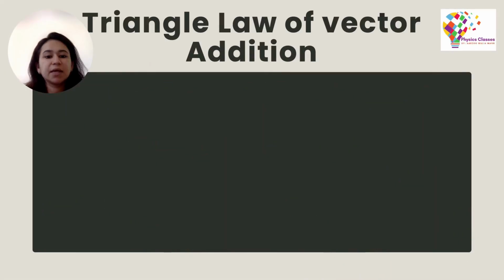So let's say that there are two vectors, a vector A with a magnitude A, and a vector B with a magnitude represented by small b. Now the triangle law of vector addition says that when you join two vectors such that the head of one vector joins to the tail of the other. So let's say that this is a vector A. You have to connect the two vectors in such a way that the head of one vector joins to the tail of the other vector.